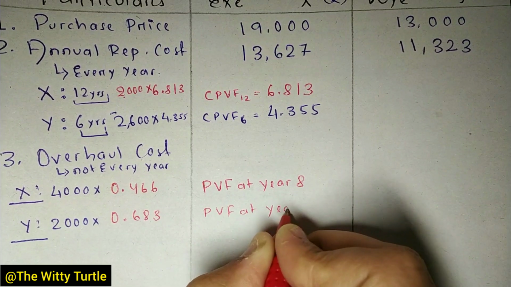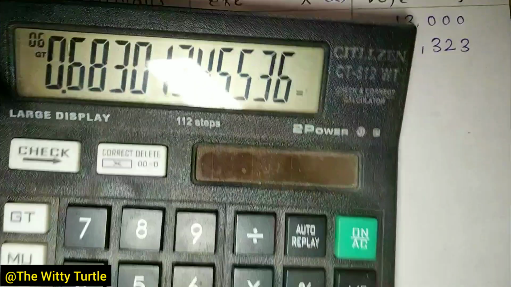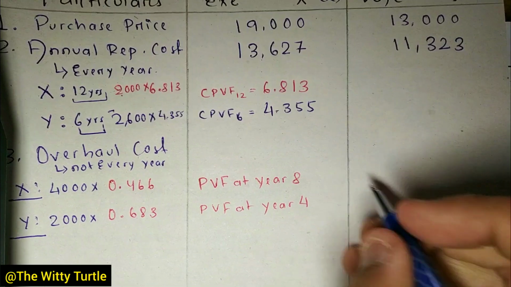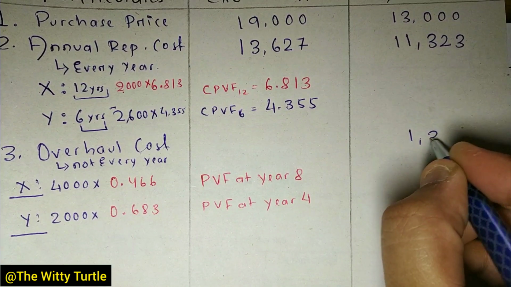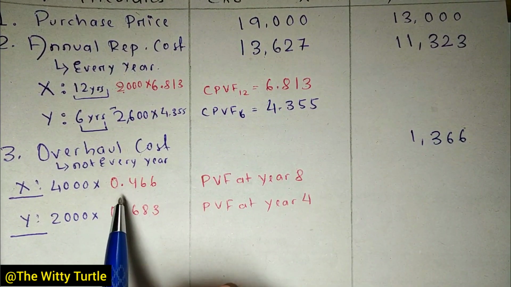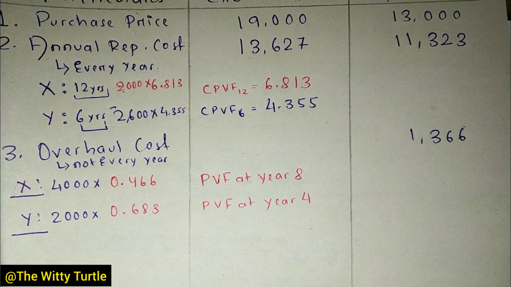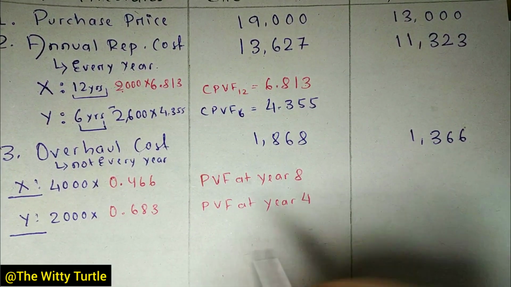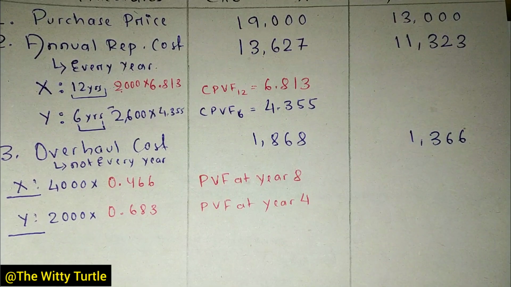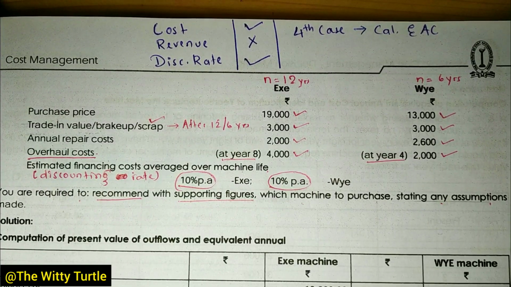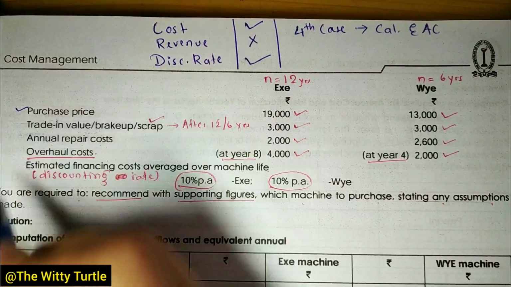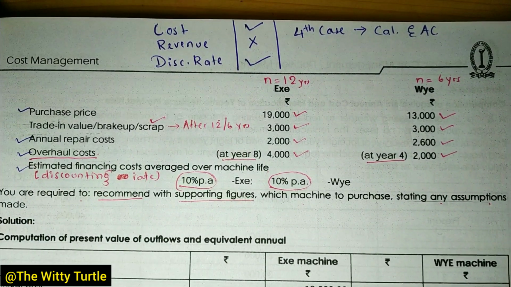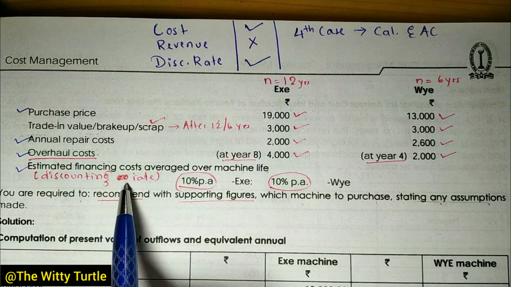PVF at year 4. Simply calculate now into 2000. And when you calculate this, तो ये आपका आ जाएगा around 1868. Right, overall cost is done now. Now look at the question and tell me, is there any other cost remaining? Purchase price we did, annual repair cost we did, overall cost we did. We also calculated the discounting rate also. Like we also took this into consideration also, right?